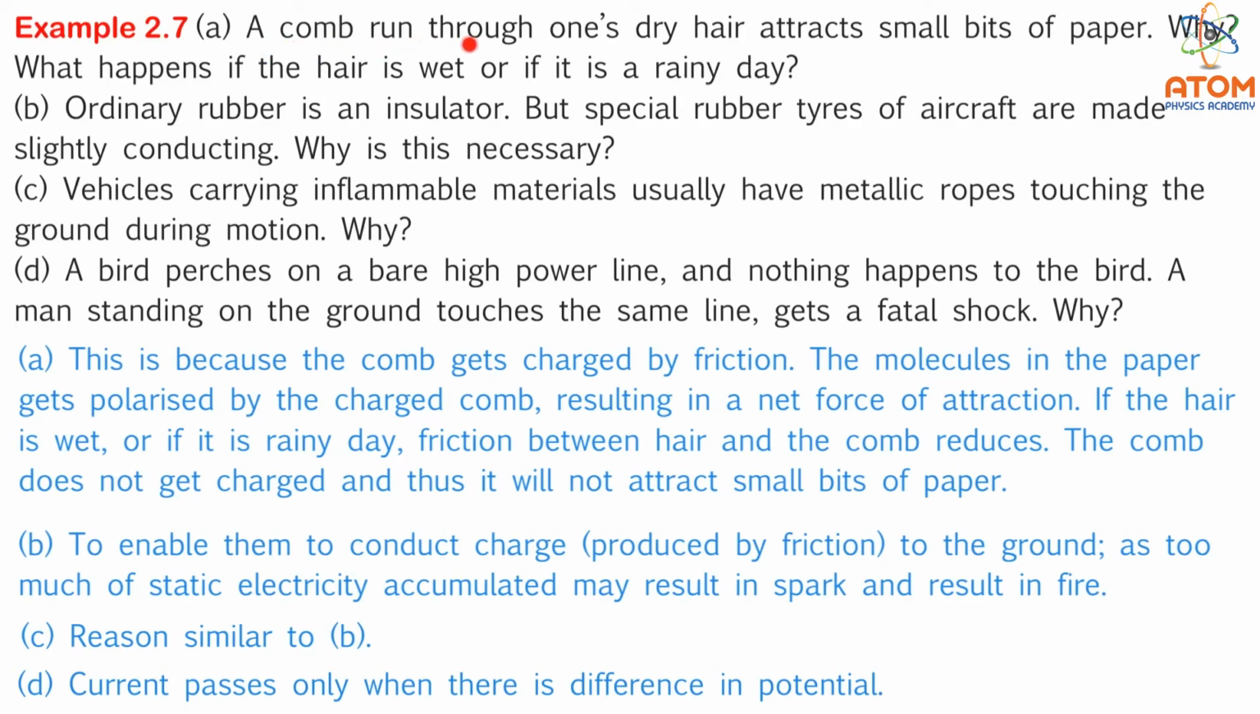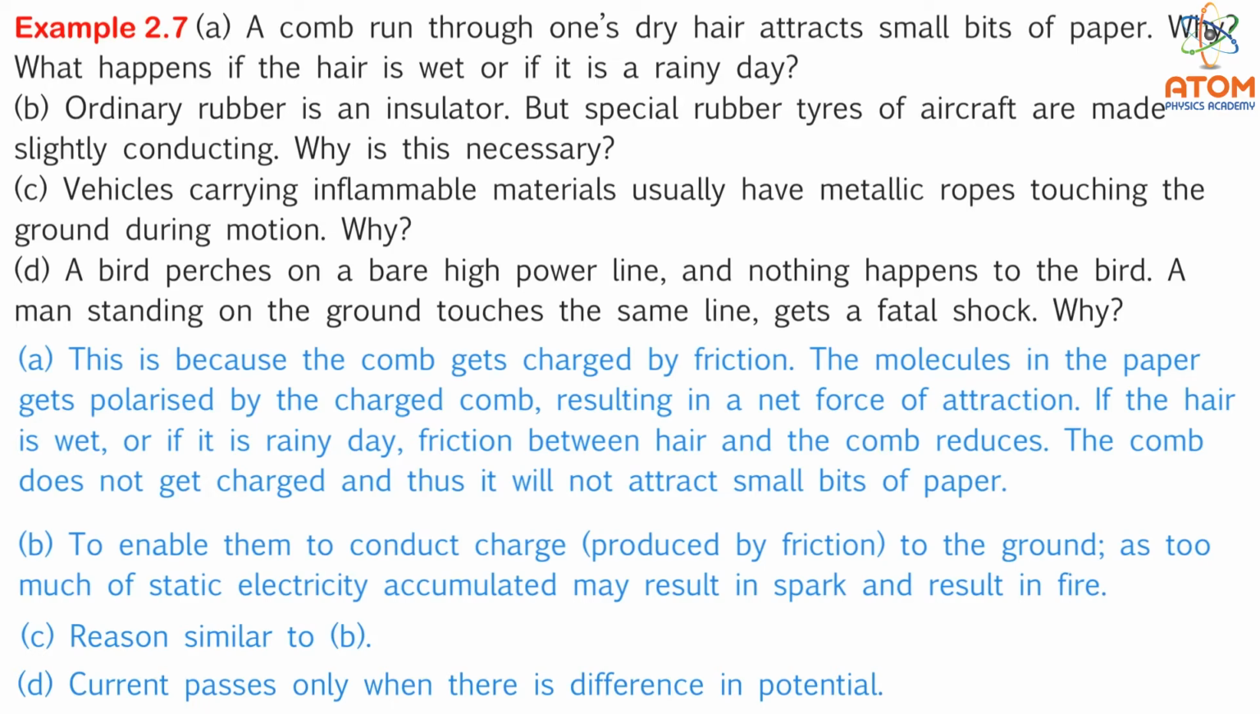See, when you rub any comb in hair, due to friction, electrons are transferred from hair to the comb. That's why the comb becomes negatively charged and the hair becomes positively charged. This is how it works and this is how the charge is transferred.